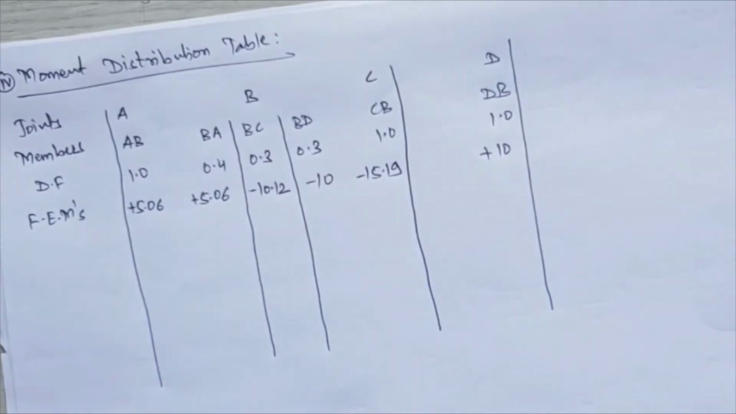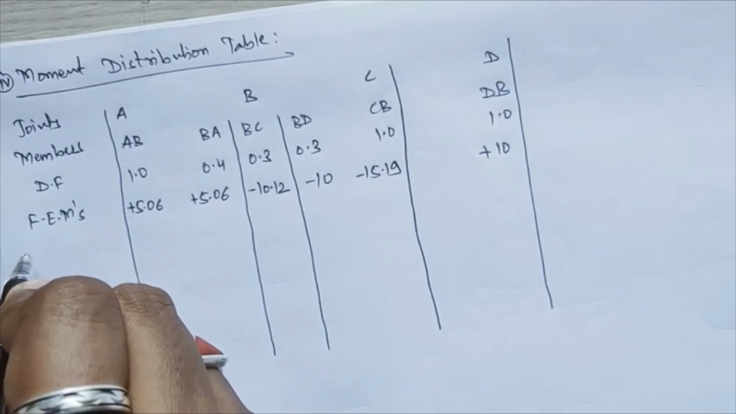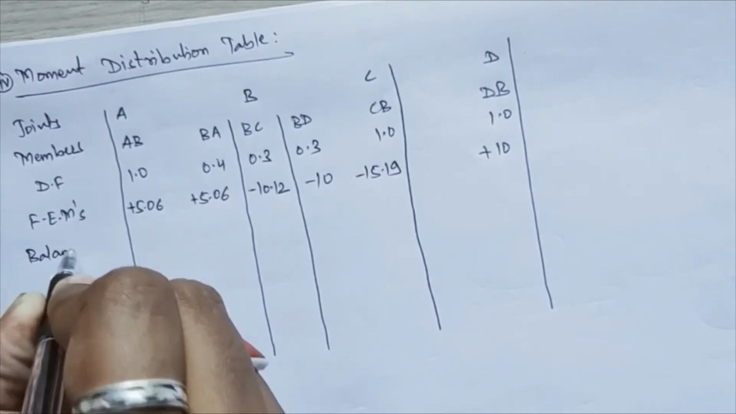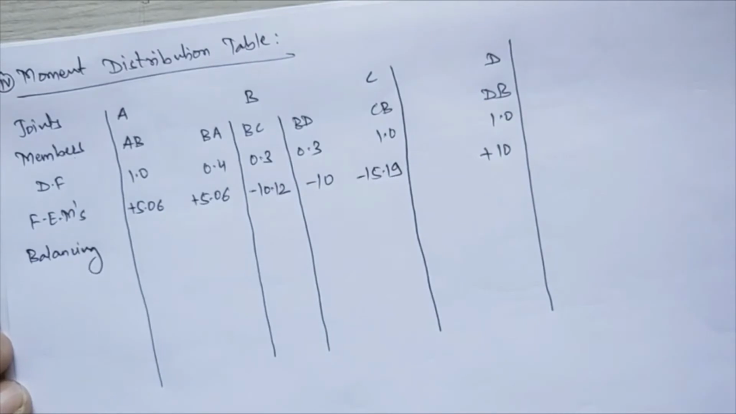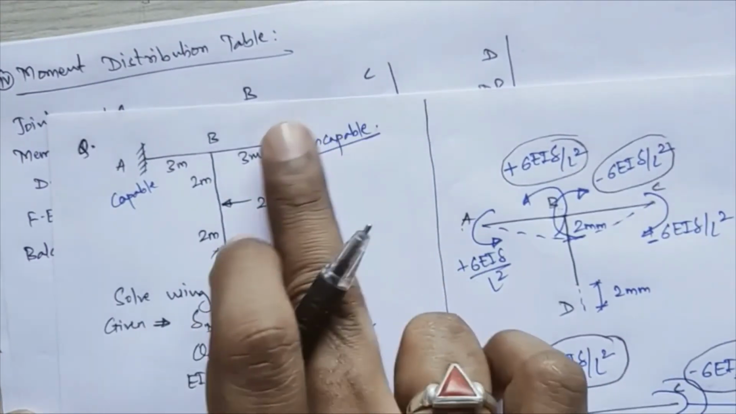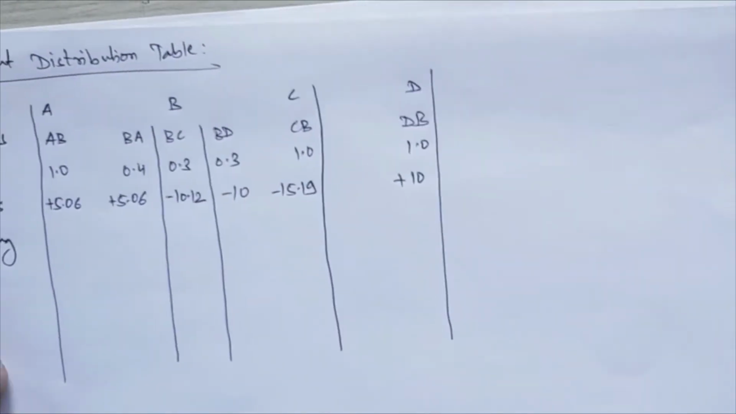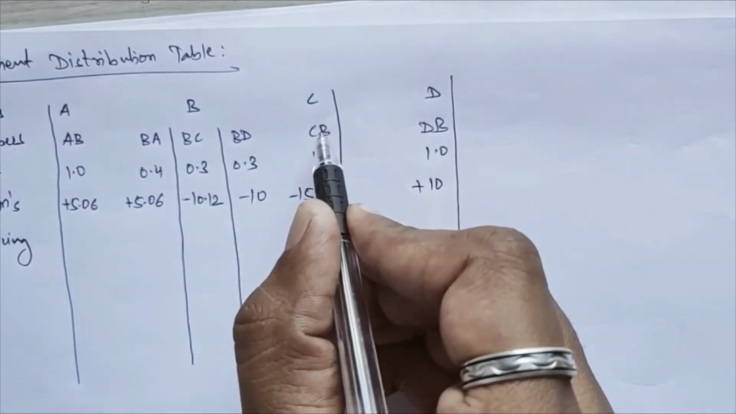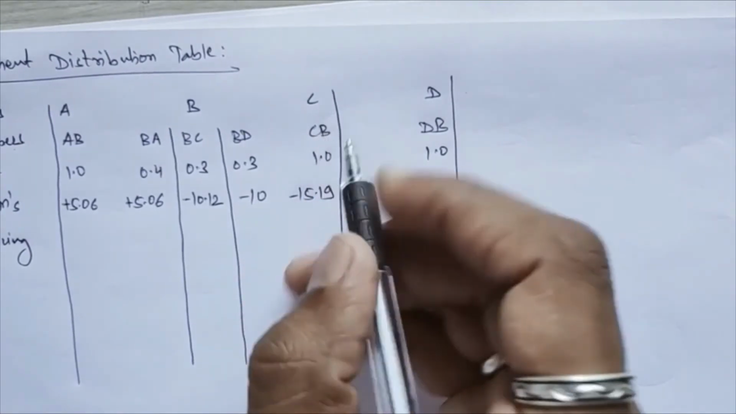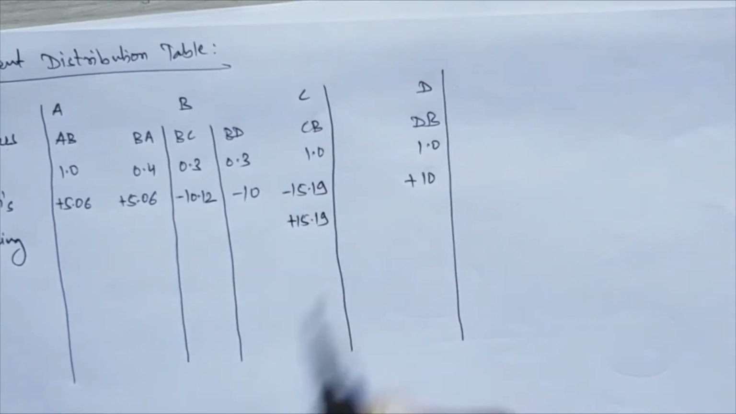So after doing the fixed moment, the first initial step we do is the balancing of the moment. Balancing we do at the incapable support. So joint C we have as the incapable support over here. So at C your initial moment shall come equal to 0. Okay, so we'll balance that moment at joint C, that is, moment at CB we have to make equal to 0. So I'll apply here balancing moment equal to plus 15.19.